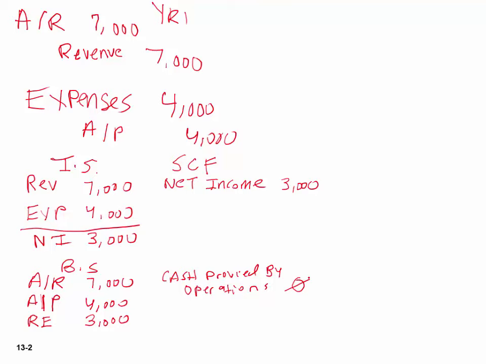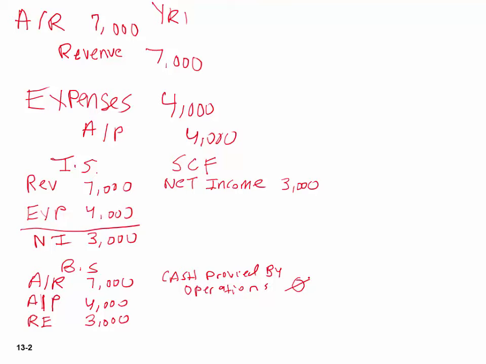Zero, isn't it? Now, in the real statement of cash flows we were preparing, we wouldn't know that answer until we finished it, but I'm putting the answer down here just so you can see that we're basically trying to explain how we went from an accrual number of net income of 3,000 to what we know, just because we're able to eyeball this easily, that we ended up with zero cash being provided by operations, right? Did any cash get provided?